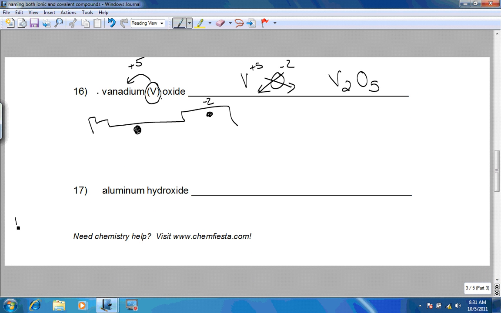Aluminum hydroxide. Aluminum is here. And then hydroxide is a polyatomic ion, and it means OH with a -1 charge. You do not have any prefixes here, which means that you're going to have to do the crisscross. By looking at the periodic table, you can tell that aluminum is a +3. And then hydroxide, as we just said, is a -1. Keep that in parentheses because when you crisscross, you're going to crisscross outside of the parentheses.